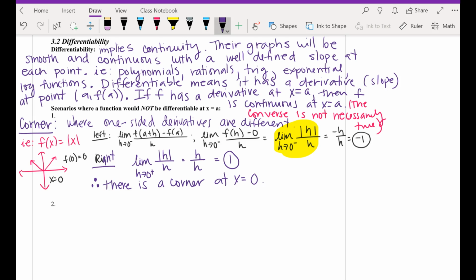Right, next. Case number 2, where it is not going to be differentiable, is called a cusp. C-U-S-P.